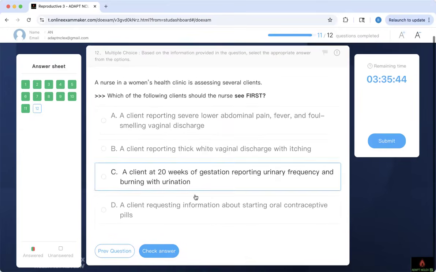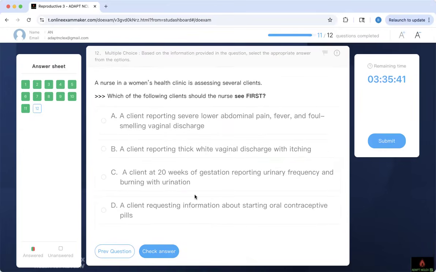And the last question, prioritization. As usual, you should expect a bunch of symptoms, but don't get distracted by one symptom. Put them together, totality. A nurse in a healthcare clinic is assessing several women's health clients. Which of the following clients should the nurse see first? A client reporting severe lower abdominal pain, fever, and foul smelling vaginal discharge. A client reporting a thick white vaginal discharge. A client at 20 weeks gestation reporting urine frequency and burning. And a client who wants information about contraception.